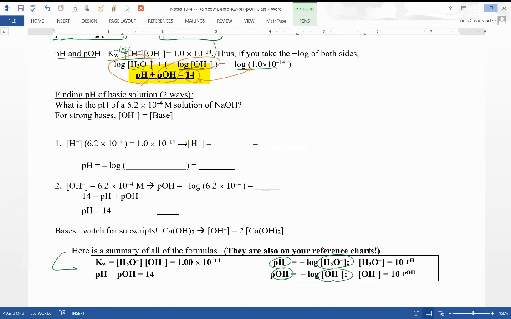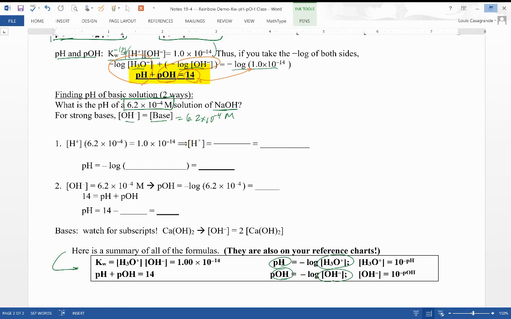So if I give you this concentration of sodium hydroxide, 6.2 times 10 to the minus 4, we know that this is a strong base because it's sodium hydroxide. So the concentration of the hydroxide equals the concentration of the base. And so that equals the 6.2 times 10 to the minus 4 molar. There's going to be two ways to go about it, and if you look at the homework again, you can follow this around that circle or that box.